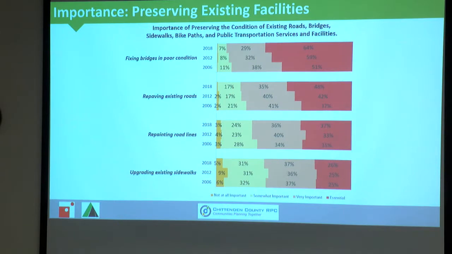Now, as I said, we asked people to rate dozens and dozens of different possible improvements. We're not going to sit here and go through all of those today. I could probably get through them by 10 p.m. if I tried. So instead, what we're going to do is hit on key things, the things that people really felt are most important. First of those, as we said, preserving existing facilities is people's top priority.